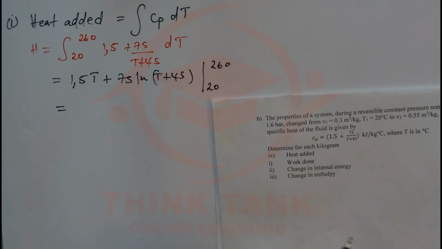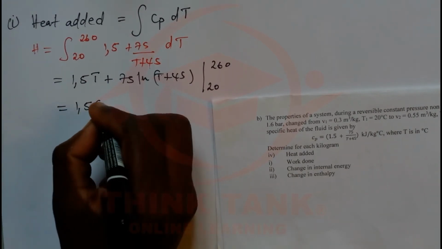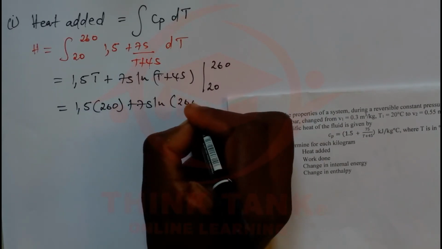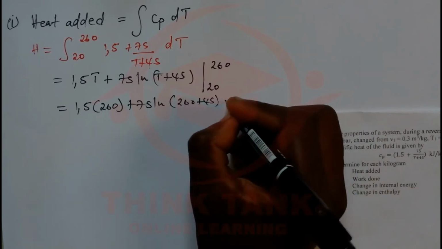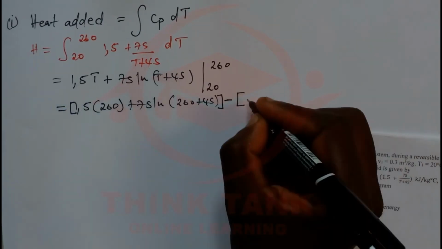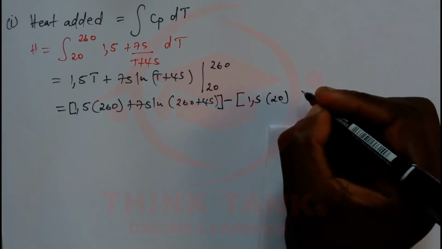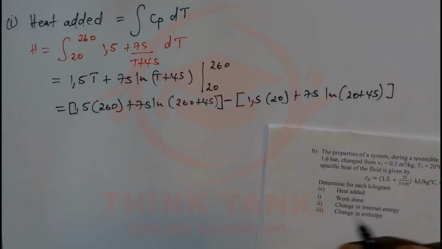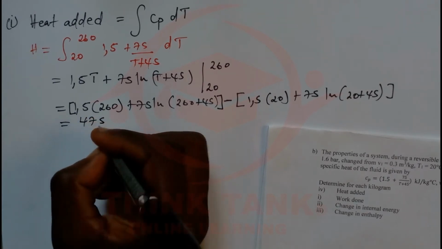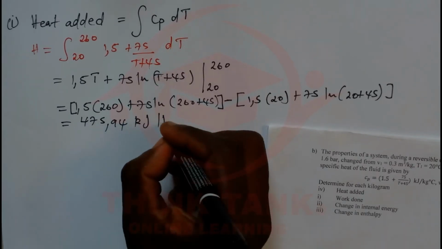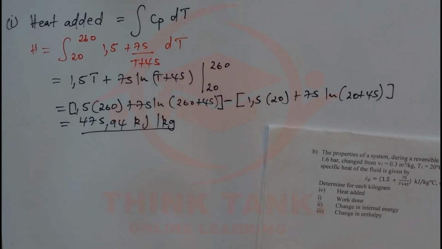Now, by saying upper limit minus lower limit, we're going to have 1.5 times 260, add 75 ln of 260 plus 45. We subtract the lower bound, where we now plug in 20 degrees: 1.5 times 20 plus 75 natural log of 20 plus 45. If we do this, we're going to get 475.94, and I'm going to express my answers in kilojoules, so it's kilojoule per kg. That is going to be the heat added.